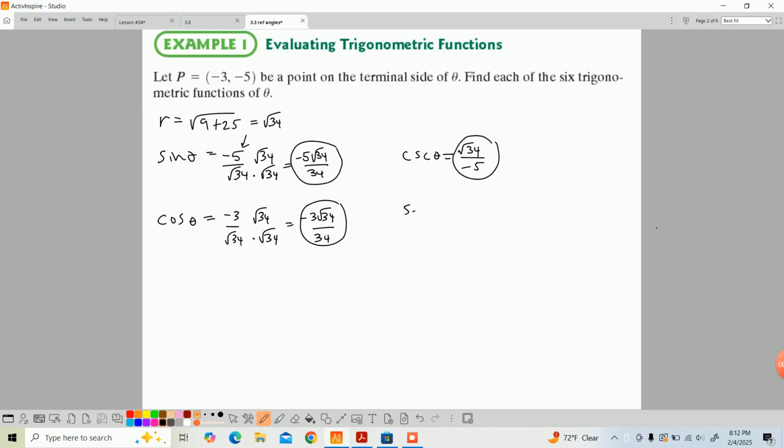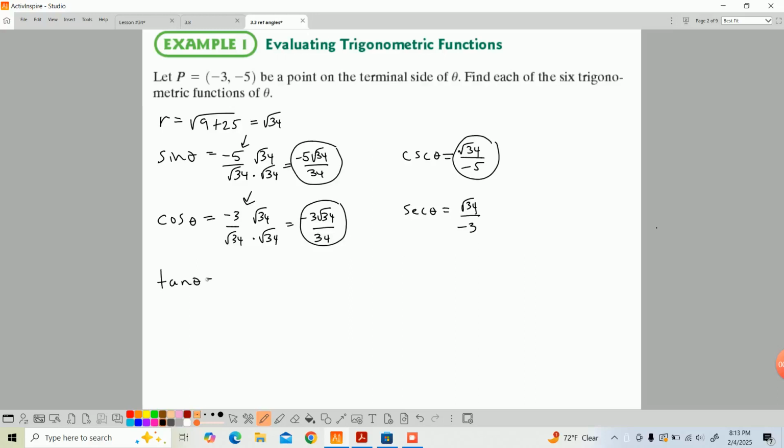Alrighty. And then we have our secant of theta, which would of course be the reciprocal of the cosine. And so that's going to be radical 34 over negative 3. Notice I don't flip this. Because if I was to flip this, I would get that radical on the bottom and I'd have to do all this work again. So let's work smart, not hard.